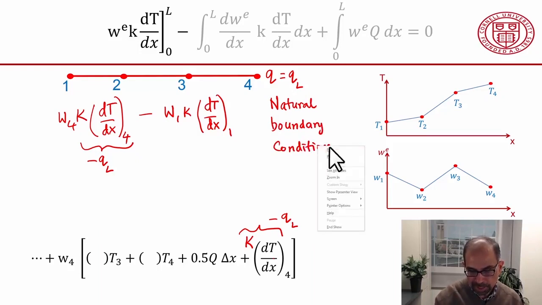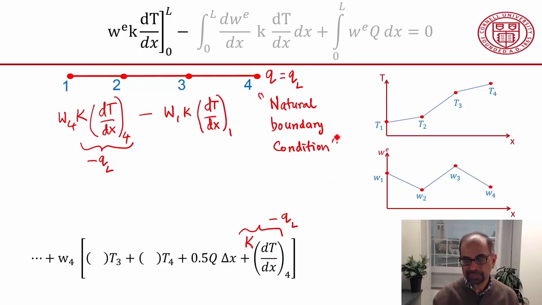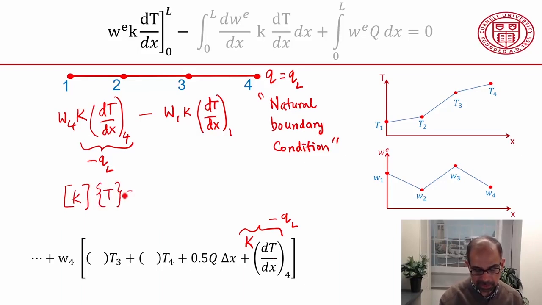And natural boundary conditions involve the gradients of whatever variable one is calculating. And when one assembles these into a stiffness matrix, this is a compact way of writing the equations which I introduced earlier.